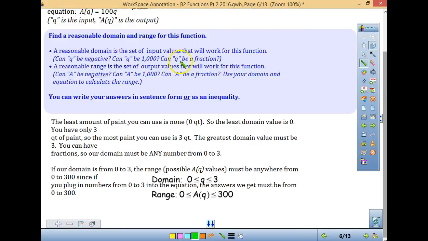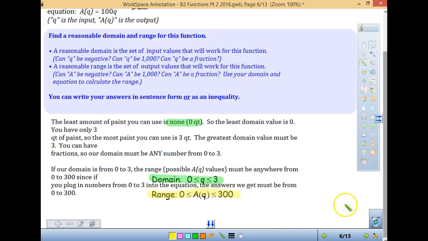Here are the key features. The least amount of paint is 0, which means the domain can go from 0, but you only have 3. So when we talk about our domain, the domain is going to be from 0 to 3. Since we only have 3 quarts of paint, and each one covers 100 feet, that means we can only use 0 times 100, which gives us a range of 0. And the most area it's going to cover is 300.